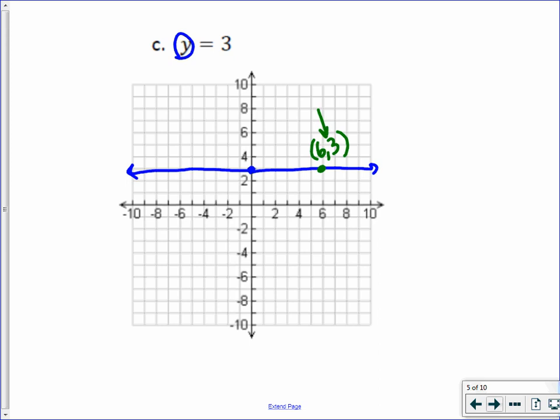Let me check one more point. I'm going to check right here. So this is the point negative 8, 3. Again, my y value is 3. So just by checking a couple other points, I can make sure I have the right line in there. My y value always has to be 3. All right?